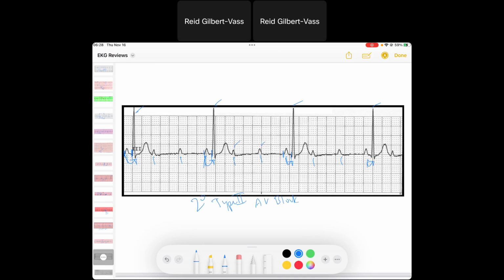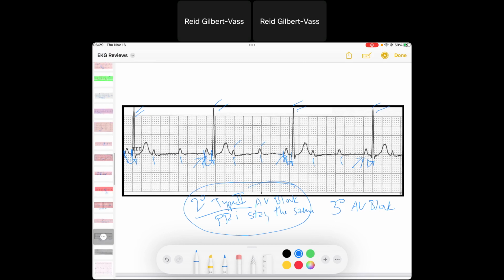The problem is we don't get enough P waves that are conducting to the QRS to determine that, because we need the PR interval to stay the same for a couple beats and then drop. So it's hard to say if this is a second degree type 2 or a third degree block, which is also possible. And this could just be a junctional escape rhythm that just happens to be occurring right after a P wave every single time. So this is a hard rhythm. This would be something that you would want to evaluate further to determine if it's a high grade second degree or a complete third degree. Either way, this person needs a pacemaker.